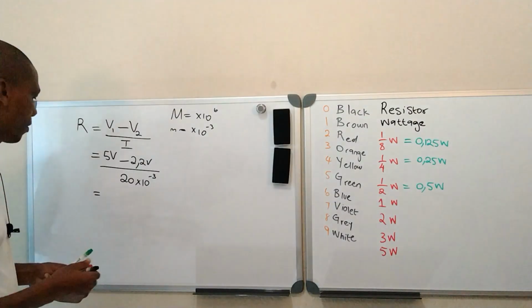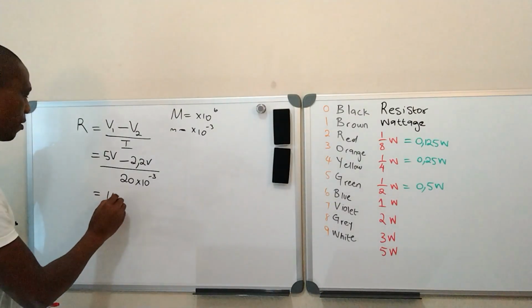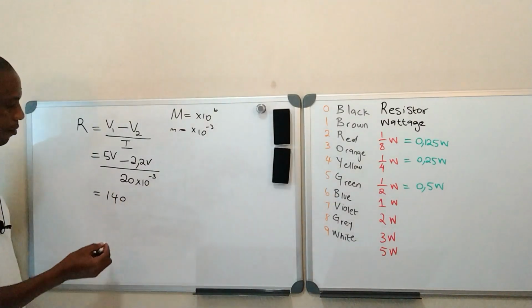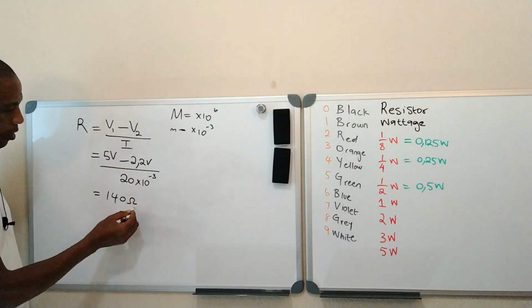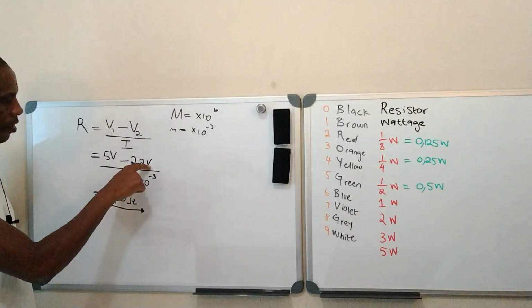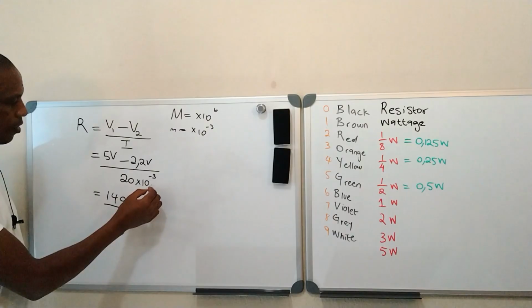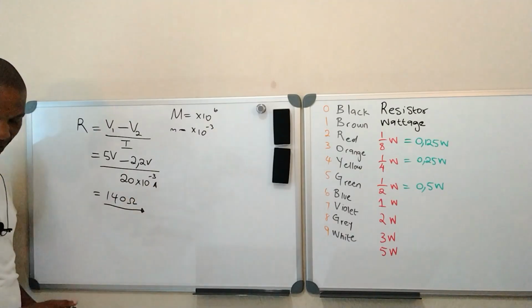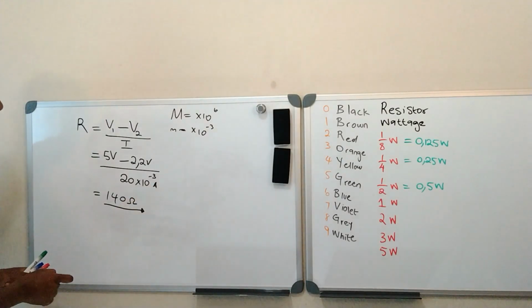And the answer is 140. What is the surname? Ohms. Resistor surname is ohms, right? Yes, sir. And the voltage surname is volt. And the current surname? Amps. Yes. You got it.